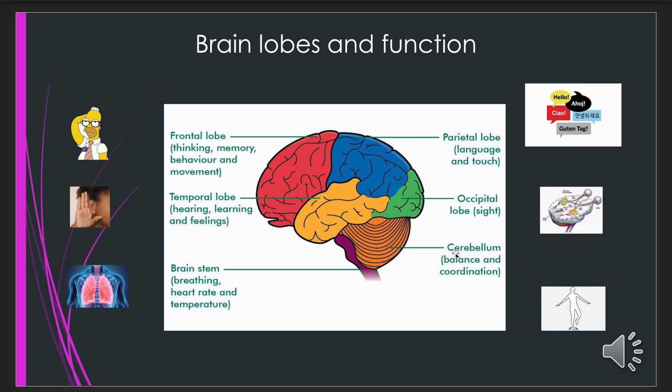And the cerebellum, we could say, is for balance and coordination. And the brainstem controls your important involuntary functions such as breathing, heart rate, body temperature, and so on. That's the brainstem. All right.